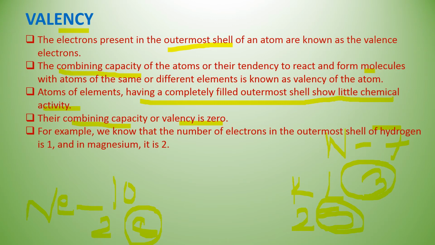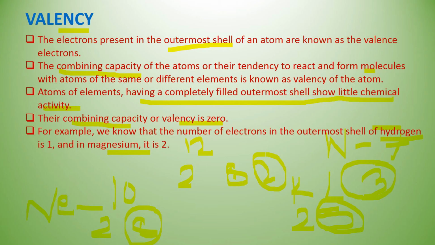For example, now we are going to calculate the number of outermost electrons. So hydrogen, it is 1. That is, the outermost shell will be 1 only. That is, the valency will be 1 only. And magnesium, it is 2, dear students. Magnesium, the atomic number is 12. So how to write? 2, 8 and 2. So 8 plus 2, 10, and 10 plus 2, 12. So magnesium, the valency will be 2.